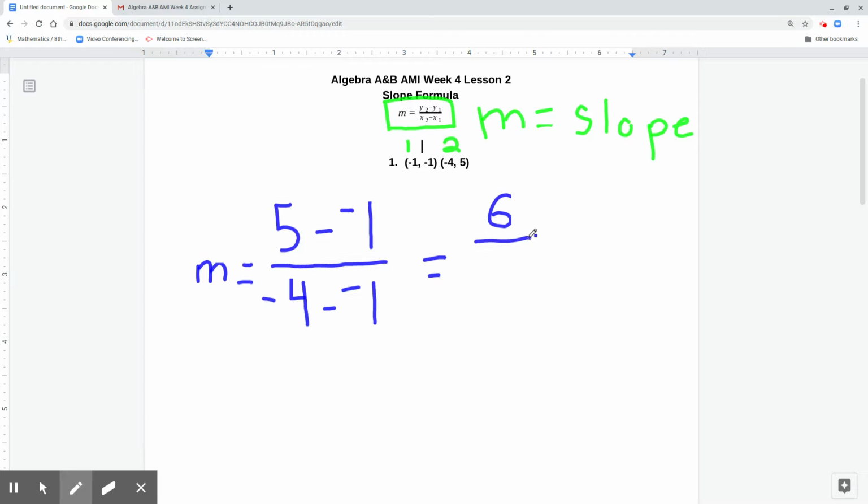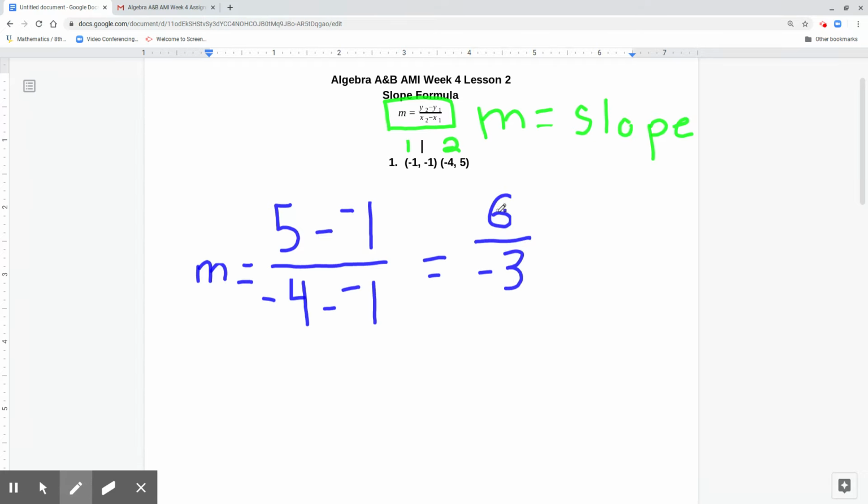So now let's take a look at the bottom. I have negative 4 minus negative 1. So remember, here's that subtracting a negative, double negative scenario again. So instead, this is going to be negative 4 plus 1. So whenever I have negative 4 plus 1, that's going to be negative 3. So this is something that I can simplify.